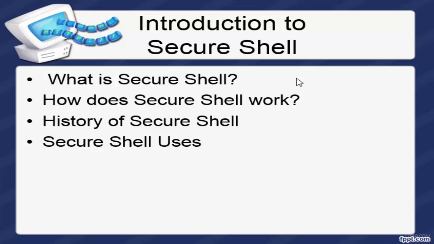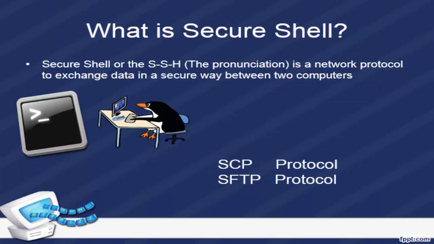Okay, let's start the lesson, and our first question is what is Secure Shell? Secure Shell, or as we pronounce it SSH, is a network protocol to exchange data in a secure way between two computers. The main purpose of SSH is to administrate and execute commands on a remote computer. SSH is used by other protocols such as Secure Copy Protocol or SCP and Secure File Transfer Protocol or SFTP to transfer and manage files between two computers.